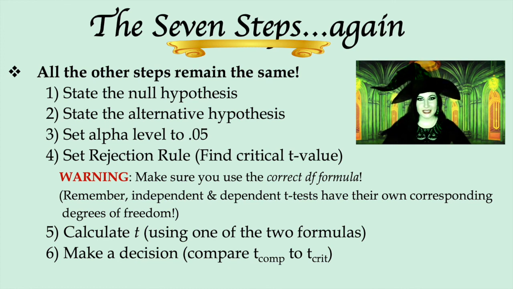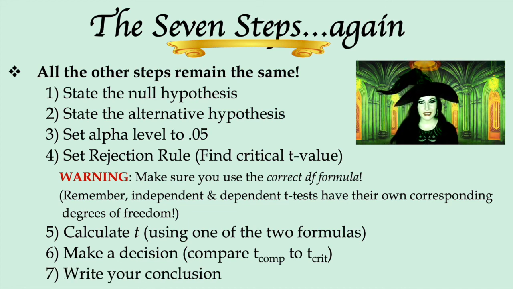And last but not least, my favorite part is to write your conclusion. Now remember, when you write your conclusion, after making your statement, it is imperative that you include the statistics after you make your statement. So that formula for how to write a proper conclusion would be to state whether there is a difference or there is not a difference between the samples, comma, t parentheses degrees of freedom is equal to your t computed value that you calculated in step 5.